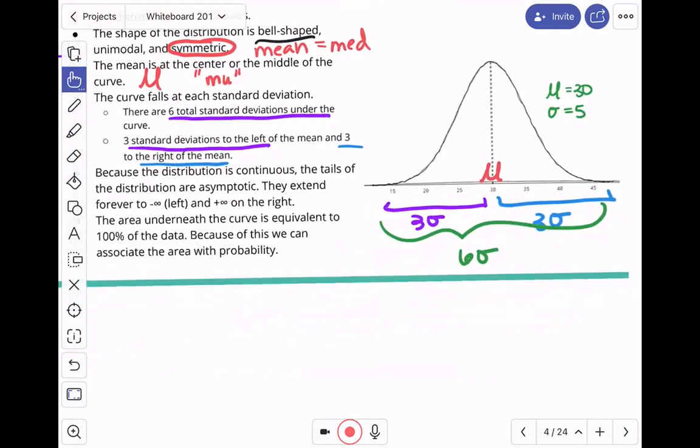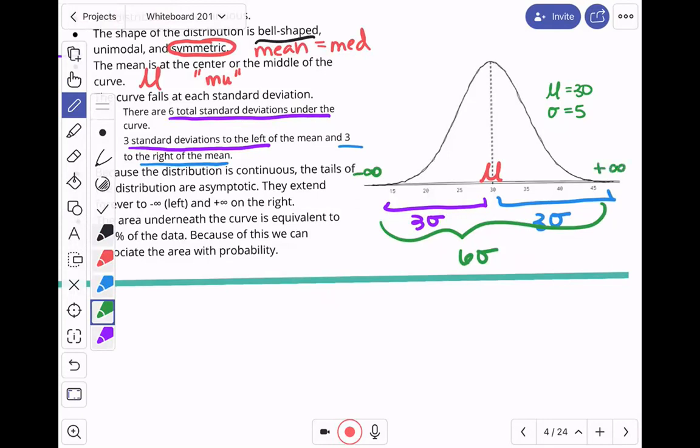The next thing is, because it's a continuous distribution, the tails of the distribution are asymptotic. What does the word asymptotic mean? That means they form asymptotes with the horizontal axis. They will never touch the horizontal axis. As a matter of fact, they extend forever to the left and to the right, meaning that on this side the distribution goes to negative infinity, and on this side it goes to positive infinity. So the tails will go like this.